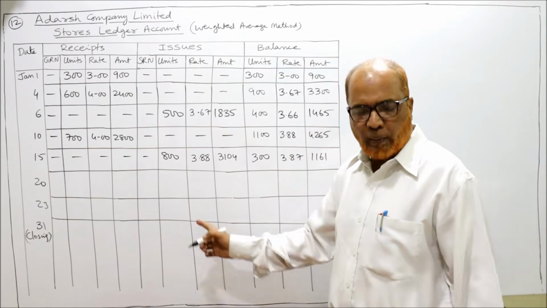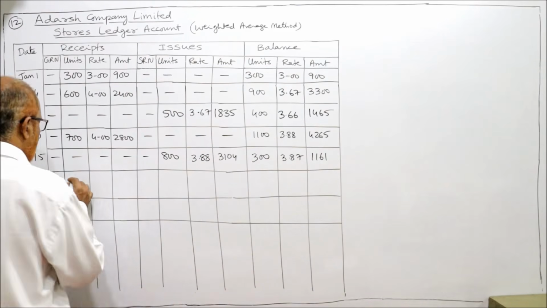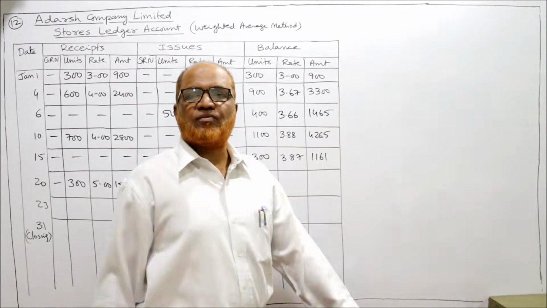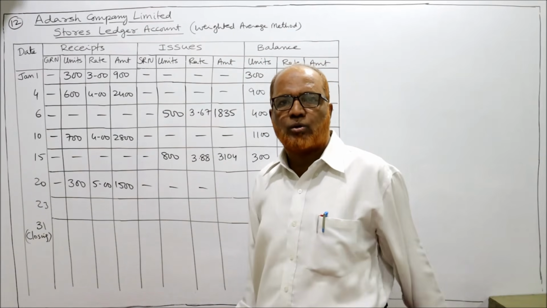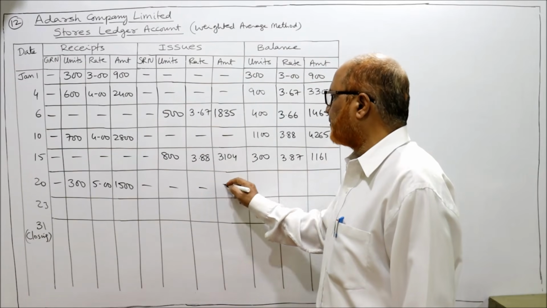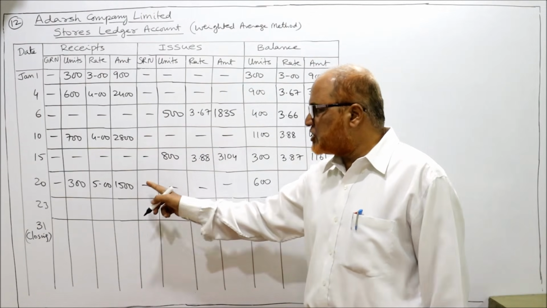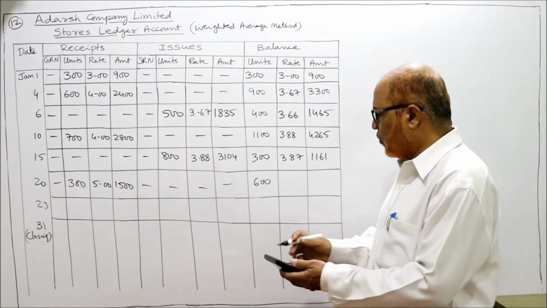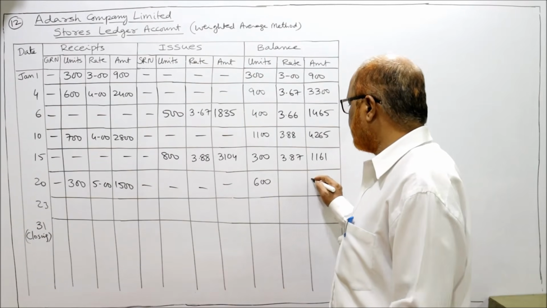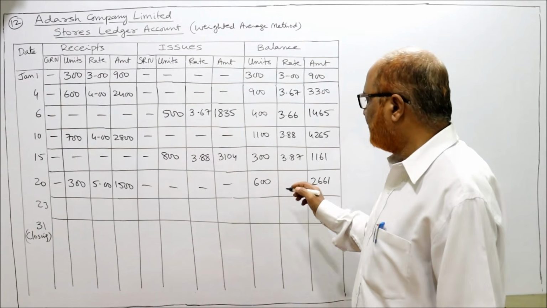That's it. Now the 20th. On the 20th there is a purchase of 300 units at 5 rupees, so 1500. When we purchase, we add up the quantity and add up the amounts. How much was the balance here? 300. 300 plus 300 you will get 600 as the quantity. What is the value here? 1161. What is the value of the new purchases? 1500. So you add up 1161 plus 1500 and you will get 2661. Divided by 600, you will get 4.435.